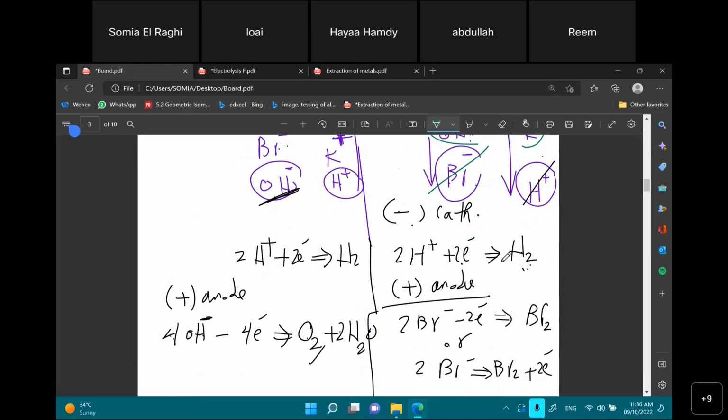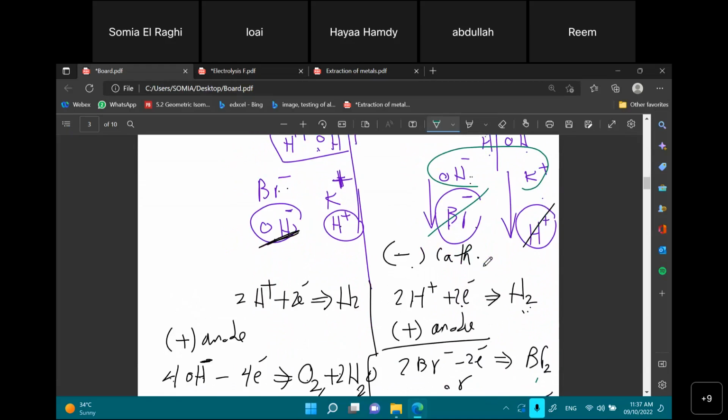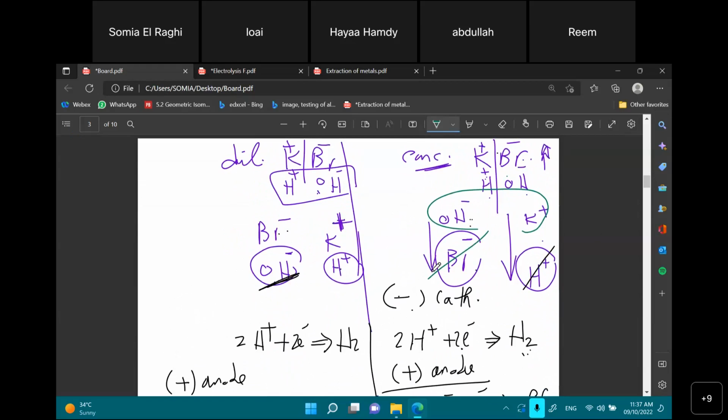So we get 2 kinds of products, at the cathode and at the anode. Bromine may be liquid or gas. We don't know, but we just mention the color, because bromine's standard state is liquid. But maybe the cell is at high temperature, so we get this material as a vapor or a gas. Now we go to the dilute solution.